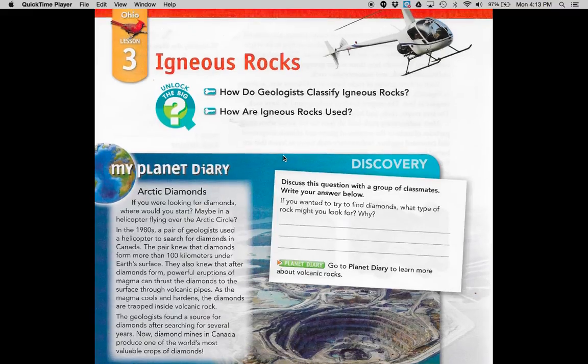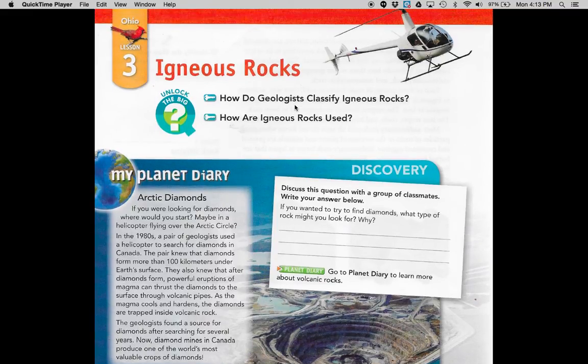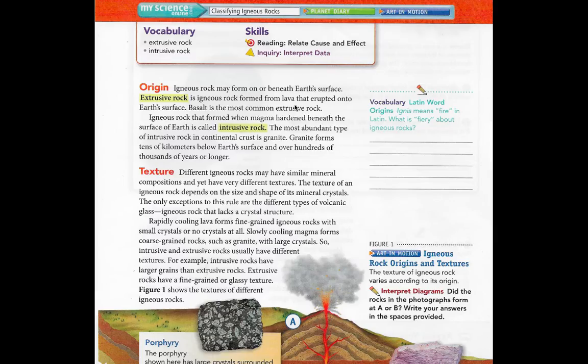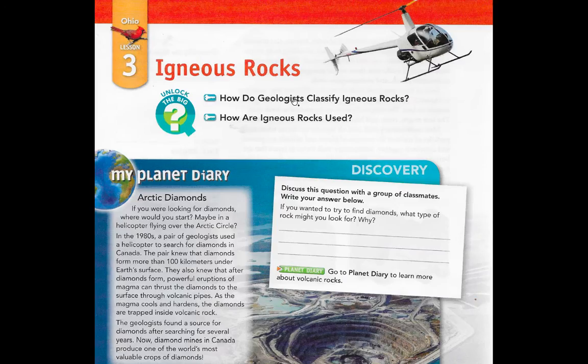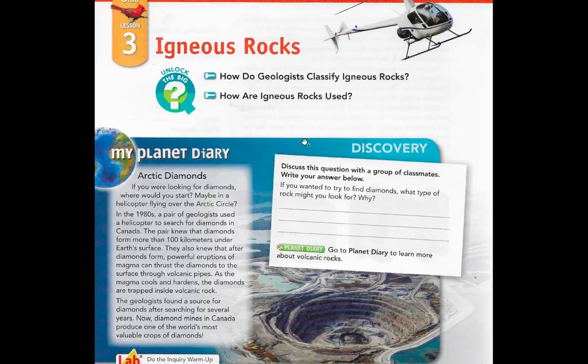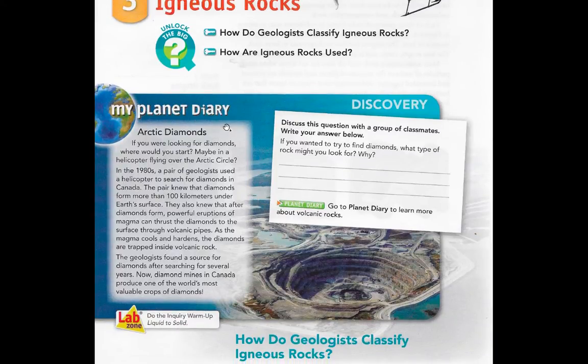Igneous rocks. So we've got two key questions being answered here. How do geologists classify igneous rocks, and how are igneous rocks used? So those are our key questions. So let's look at this My Planet Diary.